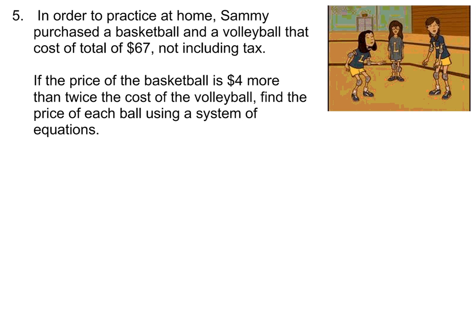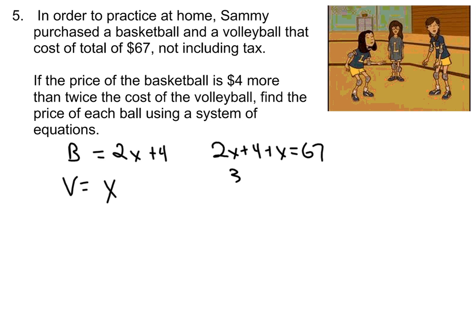So we have the basketball and we have the volleyball. Let's say the volleyball costs X. The basketball is $4 more than twice the cost of the volleyball. So the basketball is going to be 2X plus 4. So now you've got 2X plus 4 and you have X. And here's what they give you. They give you that both of them together add up to $67. So this becomes 3x plus 4 equals 67.